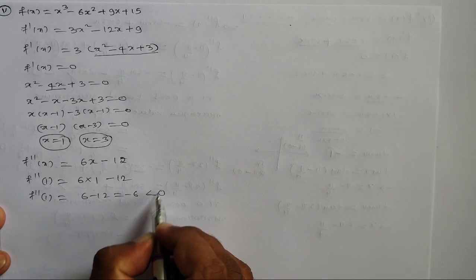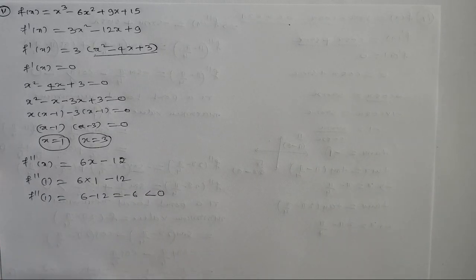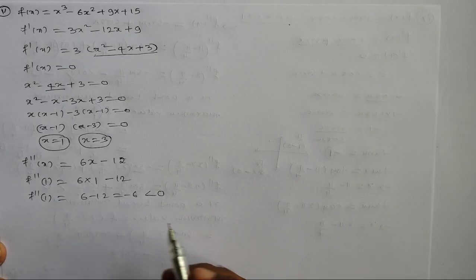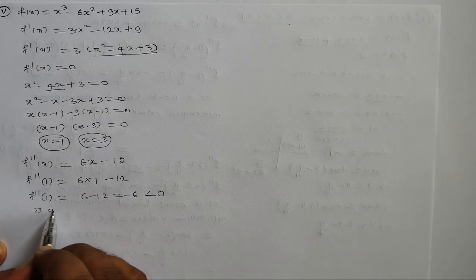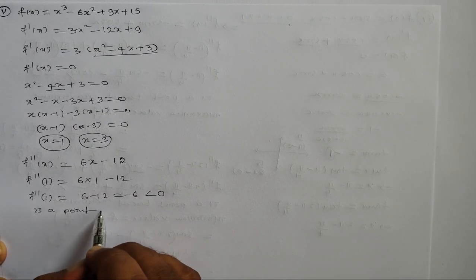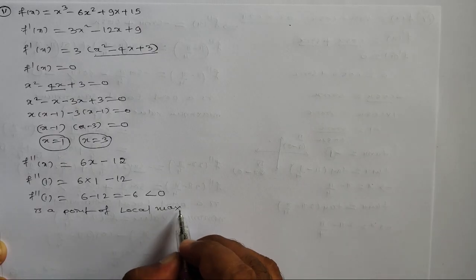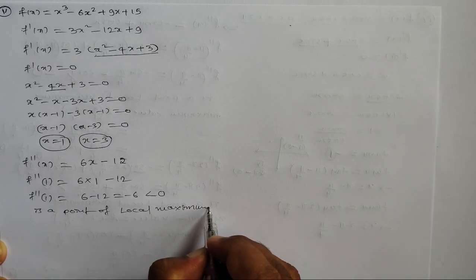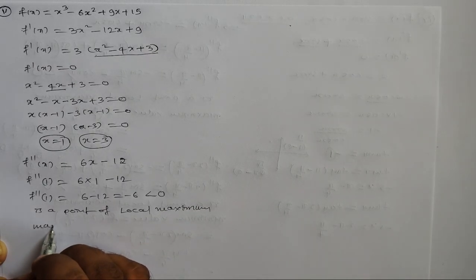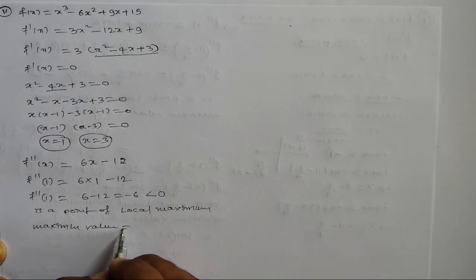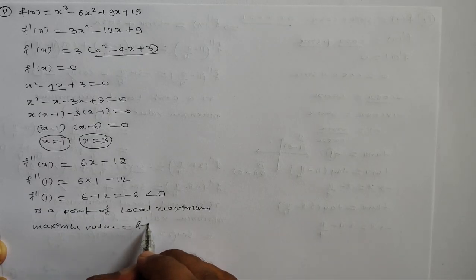Minus 6 means what? Less than 0. Okay, right. 1 is a point of local... less than 0 means what? Local maximum. Okay, 1 is a point of local maximum. Maximum value of this function is equal to f of 1.